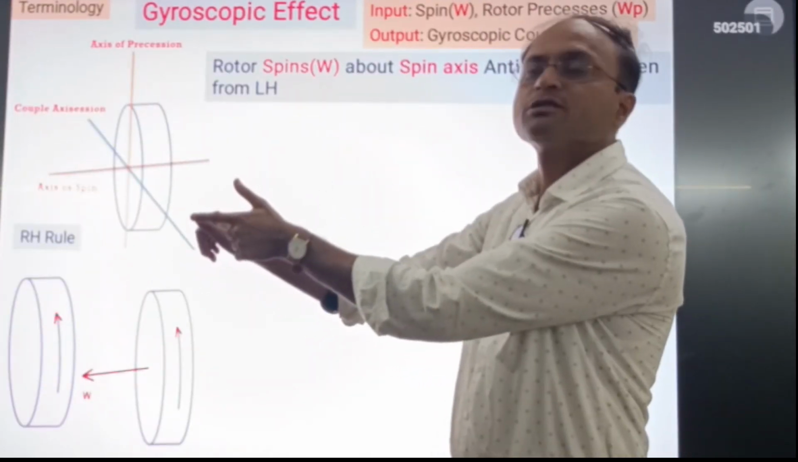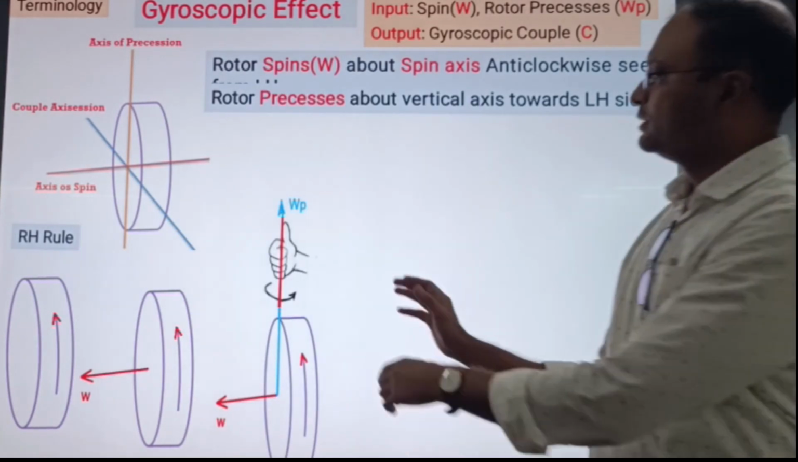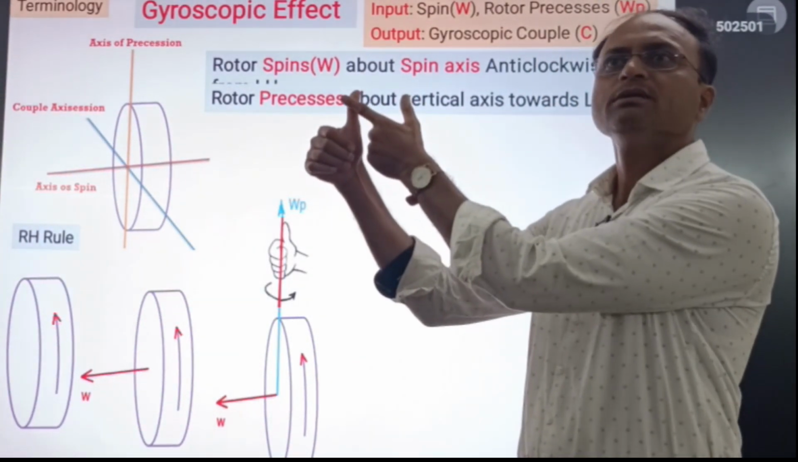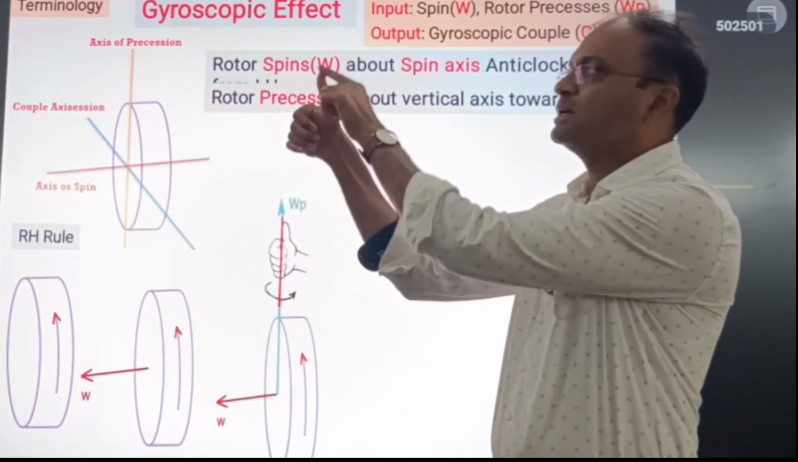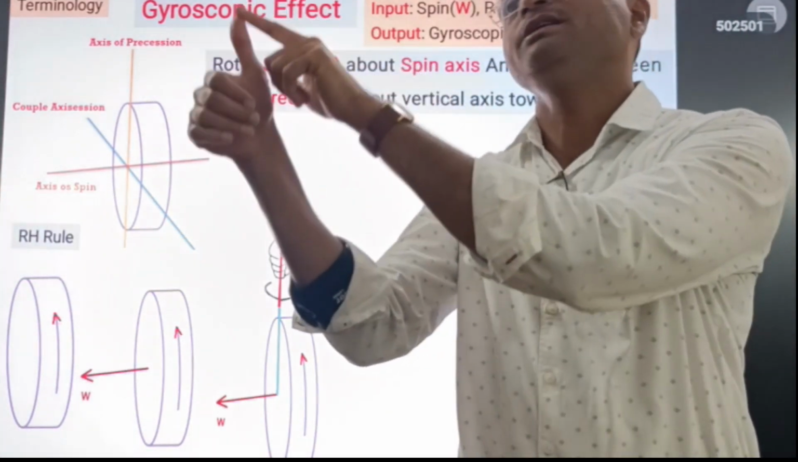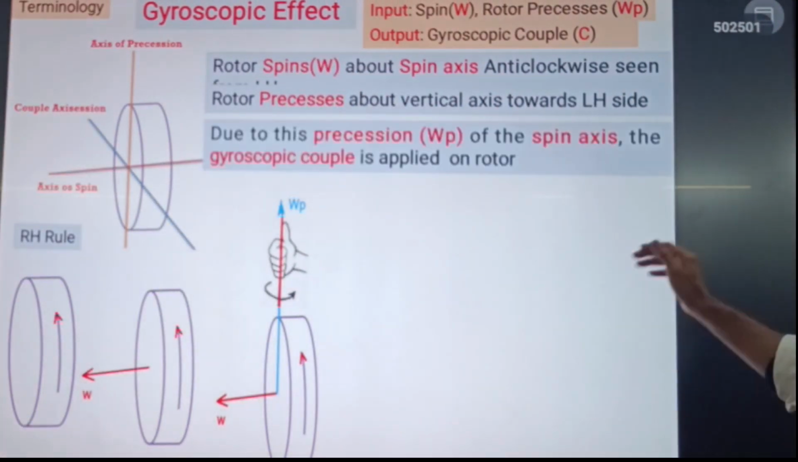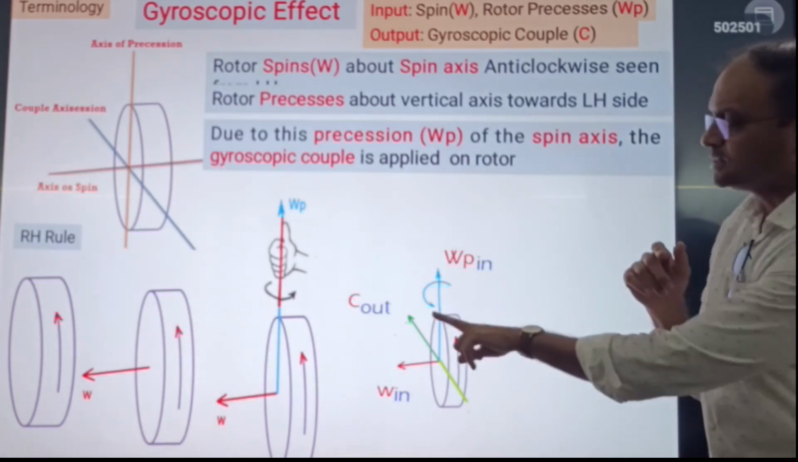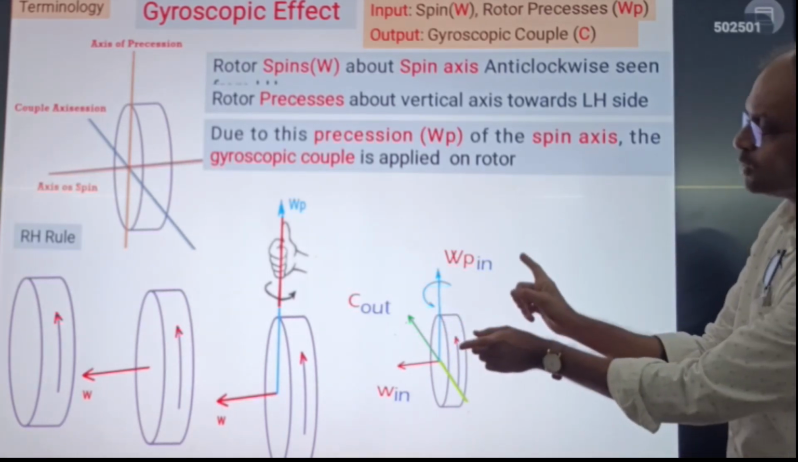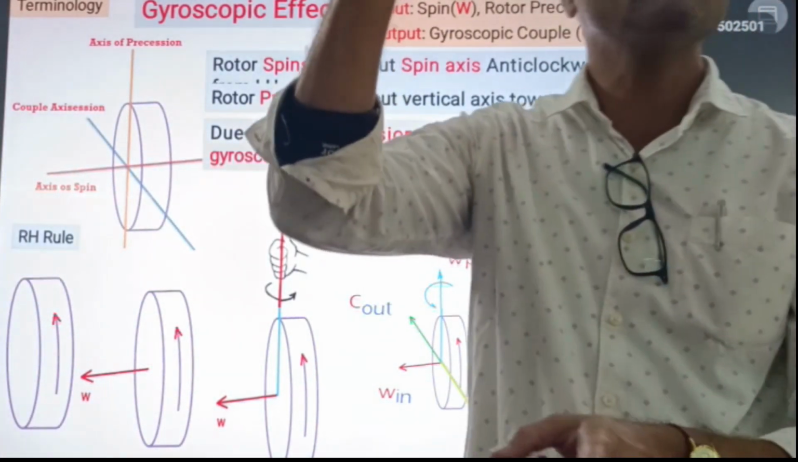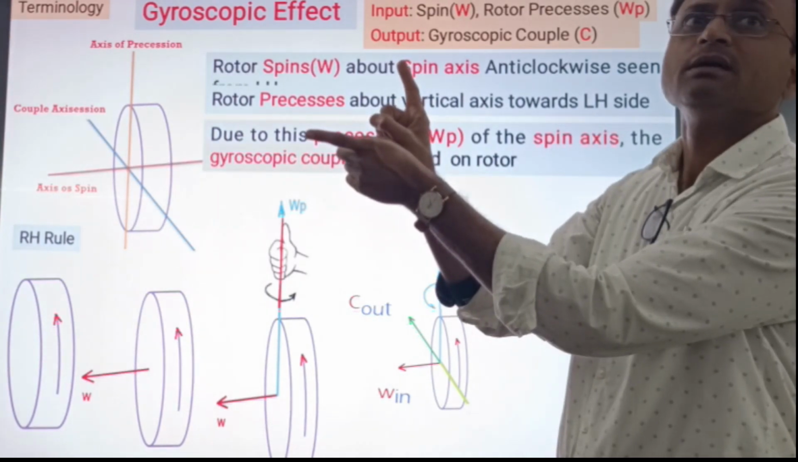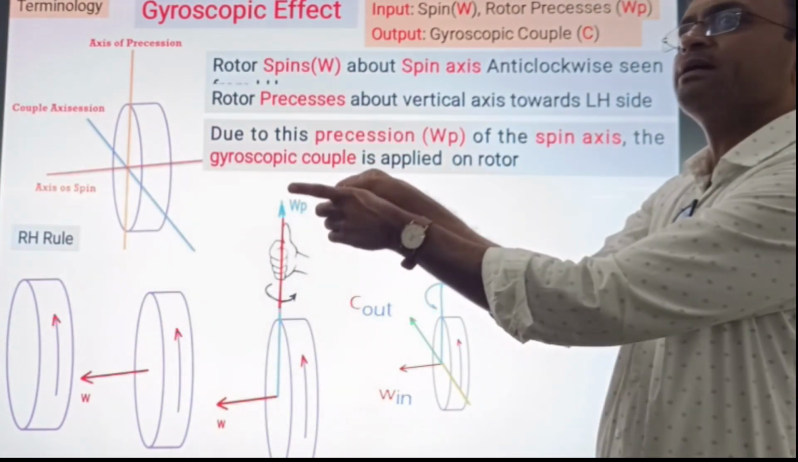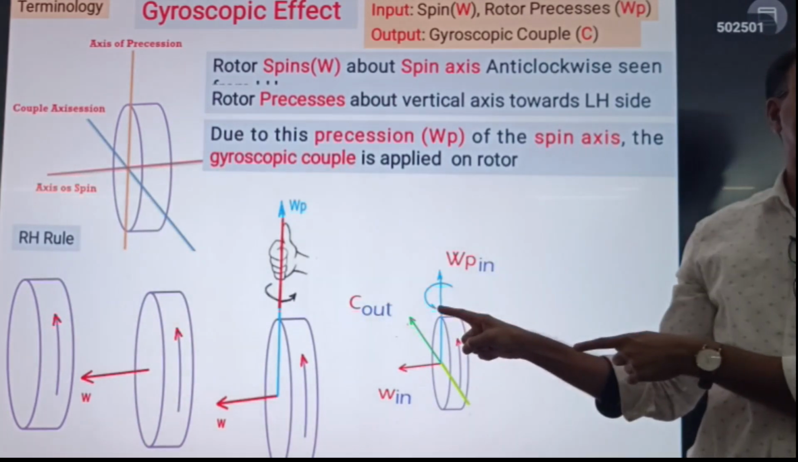Disc is rotating like this. With the right hand, fingers are curled along the direction. This is the axis of spin. Okay. What next? Now about this axis the disc is turned, it is given a turn like this. So what is this axis? Axis of precession. Now how to determine the direction of the couple axis? You can see, axis of couple, this is C out. Perpendicular to both. This is the axis of spin, this is the axis of precession, and at 90 degrees to both of them, this way, is the couple axis.